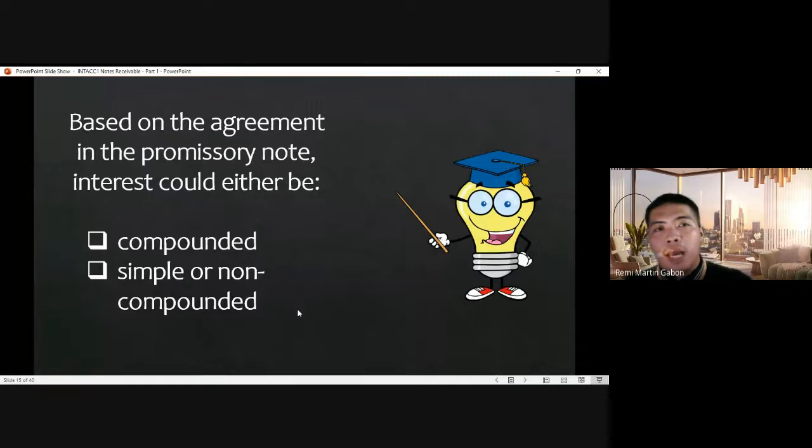Now, based on the agreement in the promissory note between the issuer and the recipient, interest on a promissory note could either be compounded or simple or non-compounded.